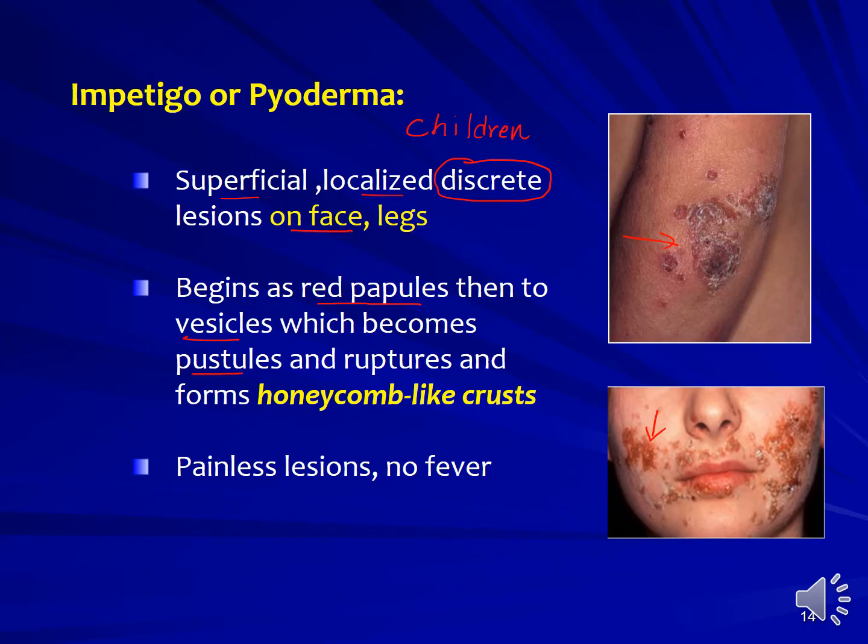and finally becomes pustules. Pustule means the lesion filled with pus, and finally they rupture. See here how they are ruptured. These ruptured lesions finally give a honeycomb-like appearance. These honeycomb-like crusts are seen. The lesions are painless and there is no fever because of non-involvement of lymphatics, and the lesions are superficial, so you cannot see any kind of pain here.